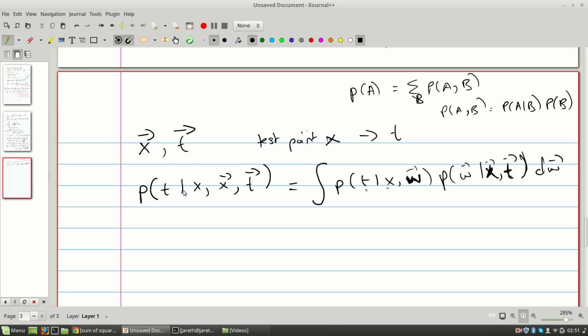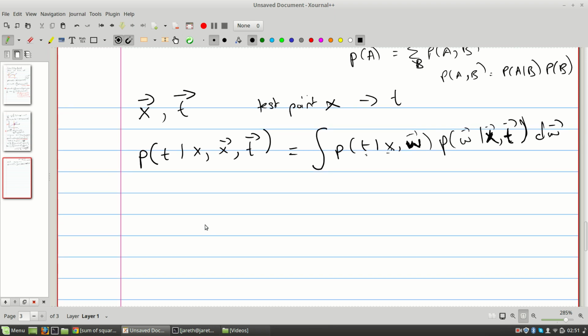So that's the same idea here. We're looking at the probability of t given x and all this data. Since x is already given, we can ignore that, and we say the probability of t given x, which is already given, comma w. So we're marginalizing over w. So we take this integral. That's the idea behind the equation that you see here.